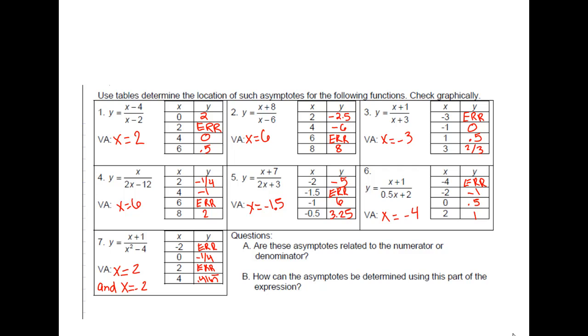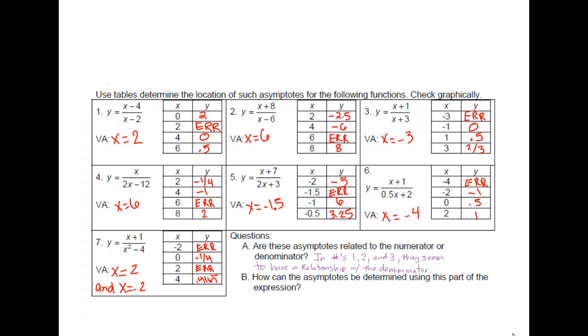Now we have a couple of questions at the very end of this whole thing. Are these asymptotes related to the numerator or denominator? As we can see in all the numbers, 1, 2, and 3, it seems like there is a relationship with the denominator. For number 1, we had x minus 2, and the answer is 2. Number 2, we had x minus 6, and the answer was 6. For number 3, we had x plus 3, and the answer was a -3.